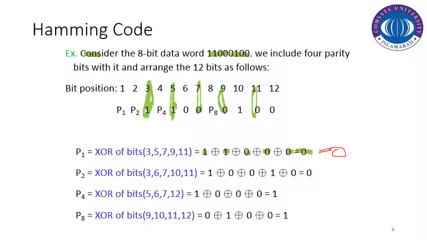Now coming to P2, P2 is basically the exclusive OR operation between bit placement 3, 6, 7, 10 and 11. So we're going to compute the exclusive OR at bit placement number 3 for computation of P2, 6, 7, 10 and 11, that is 1, exclusive OR 0, exclusive OR 0, exclusive OR 1, exclusive OR 0, that is equal to 0.